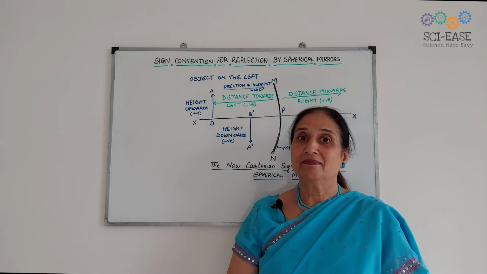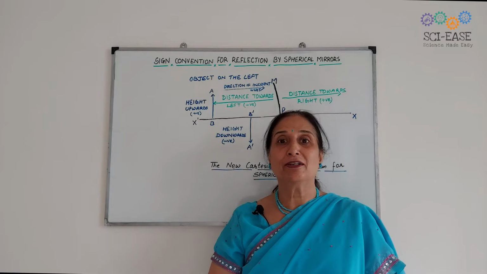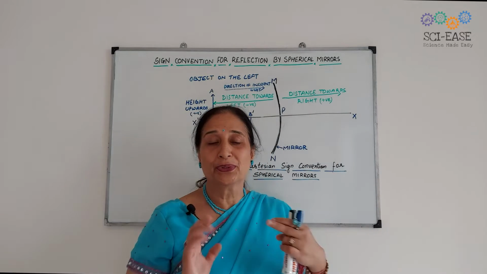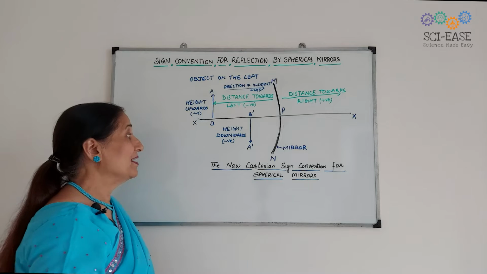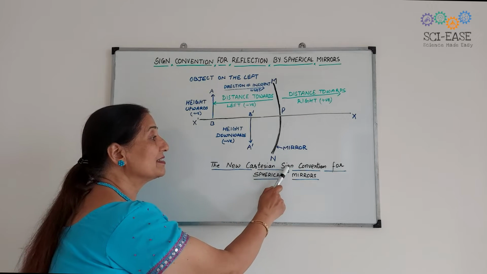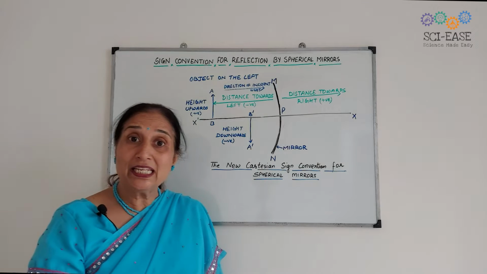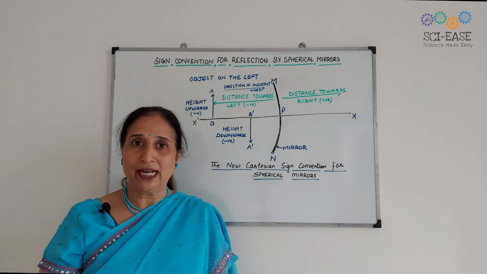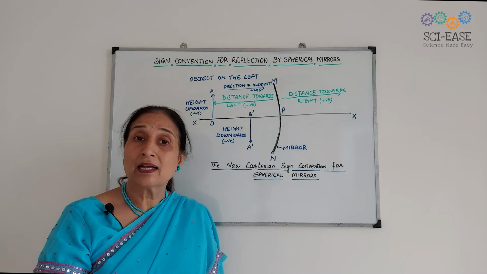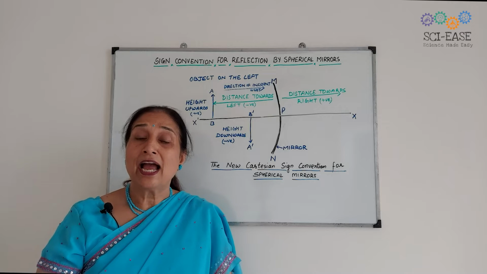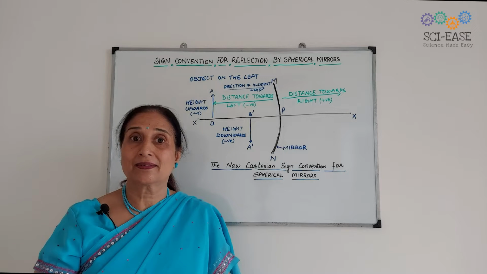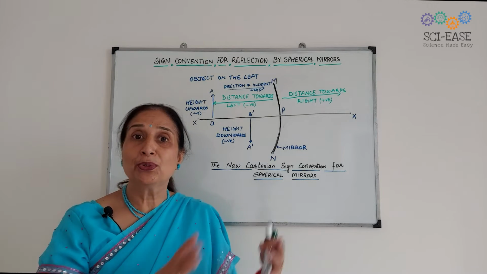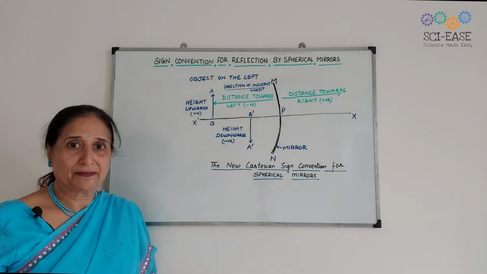While dealing with the reflection of light by spherical mirrors, we follow a set of rules. And what are they? The new Cartesian sign convention. These new Cartesian sign conventions are very, very important. The mirror formula that is derived, and the various numericals related to it, can be solved only when you know these sign conventions.